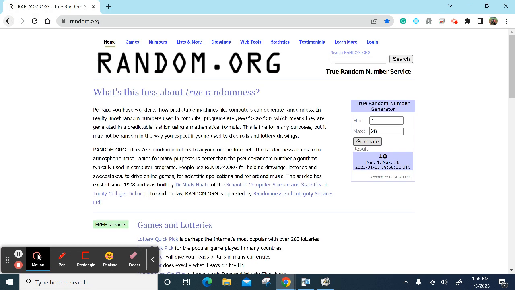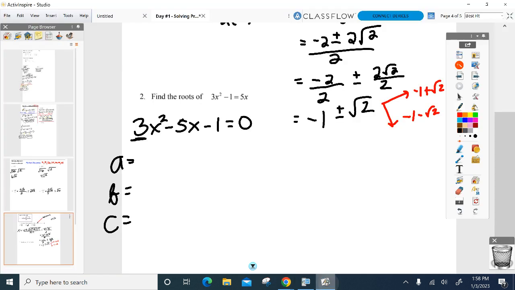I'm not a big fan when there's a number out in front. All right, A, B, and C. Let's roll. 3, A value. Number out in front of the x squared. B value. Number out in front of the x. Sign travels with it. -5. C value. The number without a variable. -1. Everyone's all good? All right, let's keep grinding.